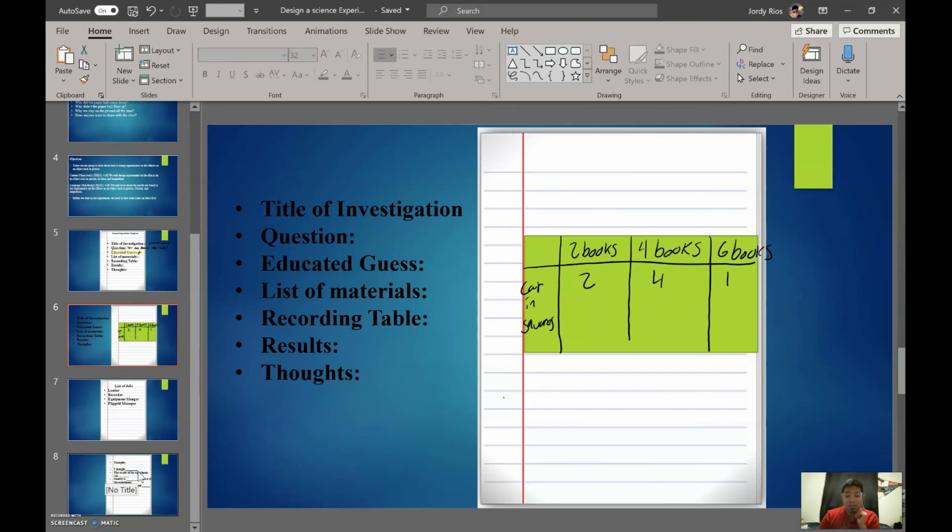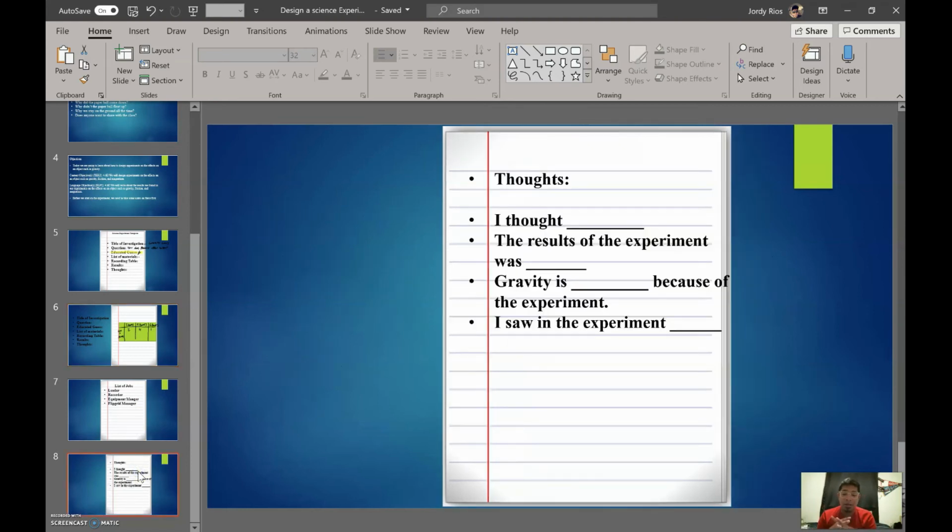And the last one is going to be your thoughts, okay? After you've done your experiment, everybody needs to go back to their seat and write these sentences down. I thought blank, blank, blank, blank. What did you think before the experiment? What did you think after the experiment? Was your guess correct? Was your guess wrong? Did your thoughts change? What is it, okay?